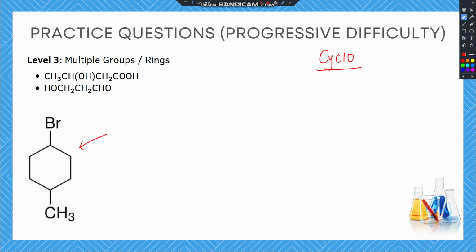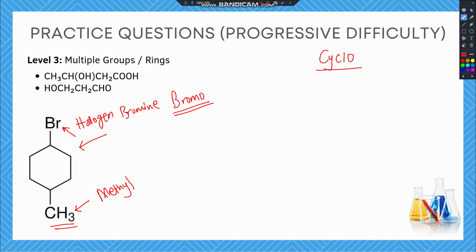We have some branches over here. We have one over here and we have another one over here. The first one is a halogen and the name is bromine. And when bromine is a side group or a branch, we use the prefix bromo. And we have methyl over here as the second substituent.